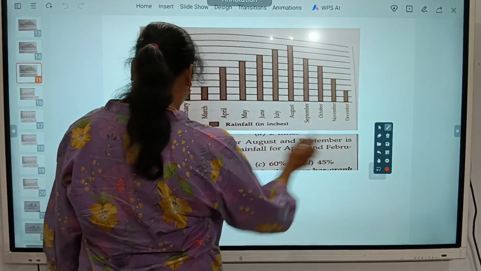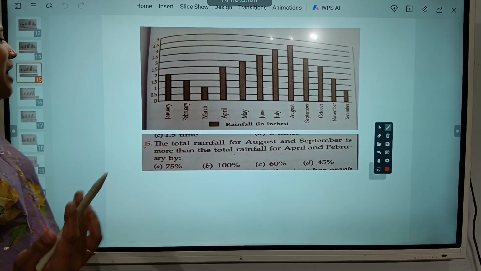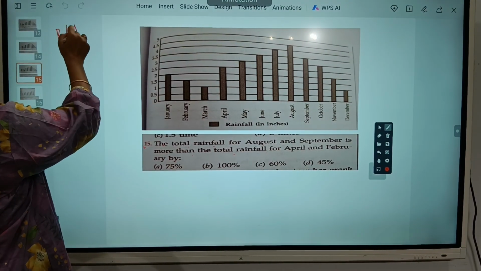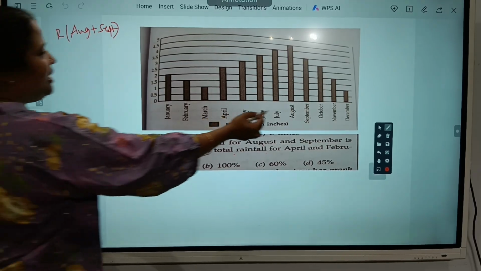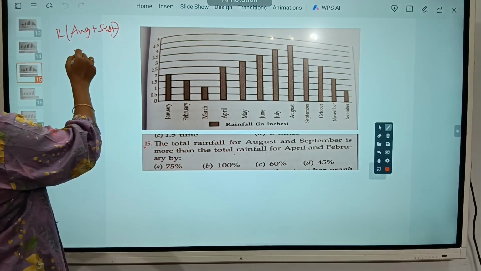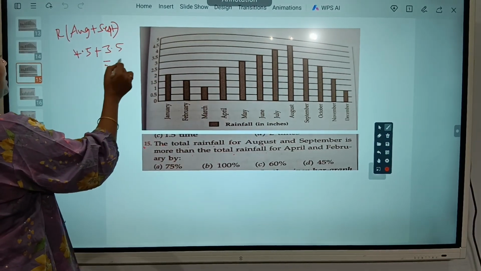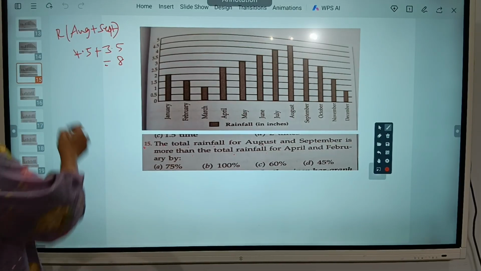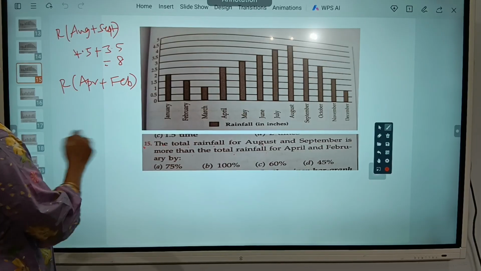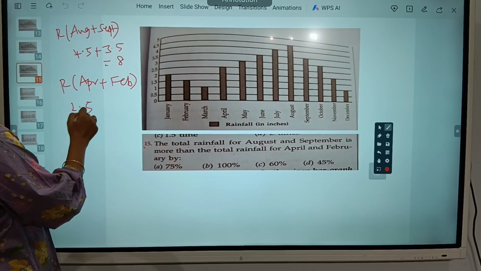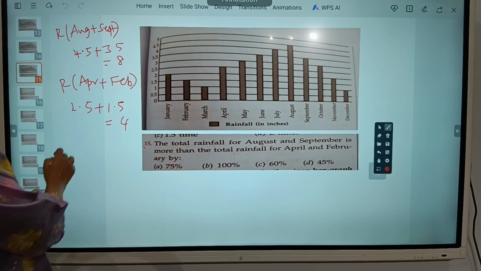The fifth question in this graph is: the total rainfall for August and September is more than the total rainfall for April and February by how much percentage? Means increase or decrease formula we have to apply. So rainfall in August plus September we will make. In August it is 4.5 inches, September it is 3.5 inches. So it is coming 8. And rainfall in the month of April plus February comes 2.5 plus 1.5. It comes 4.